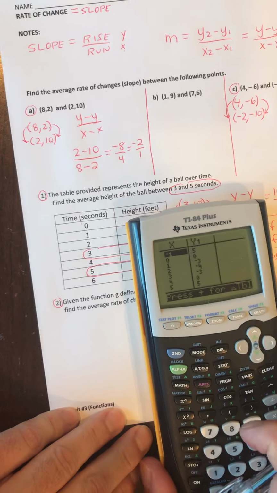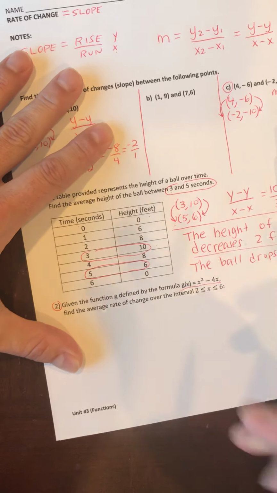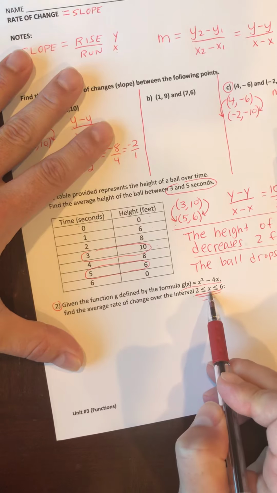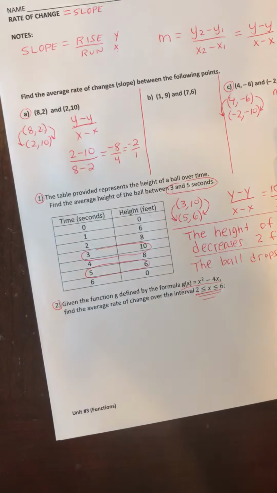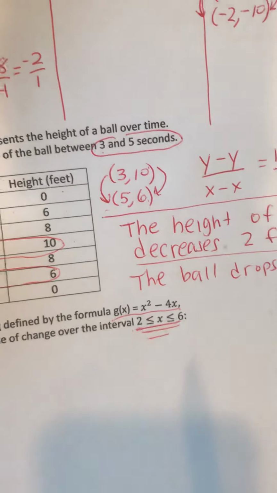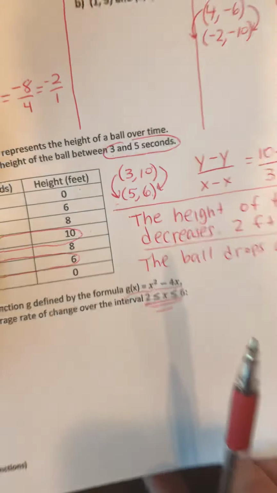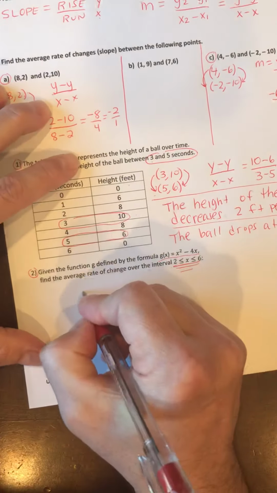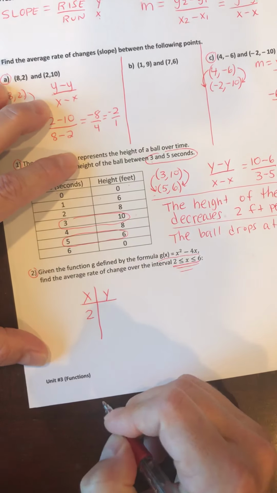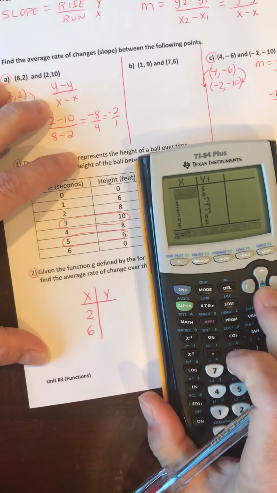So I'm going to go to my table of values. Now, I'm not going to look at all the values. I'm going to look at certain ones, the ones they tell me. They're telling me to use this interval: 2 is less than or equal to x is less than or equal to 6. So I don't care about the x's in between. I care about when x is 2 and when x is 6. So I'm going to write a new table of values, but I only care about when x is 2 and when x is 6. So I go to my table. All the other values don't matter.